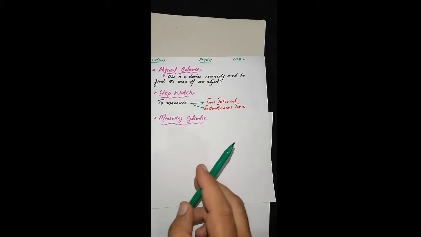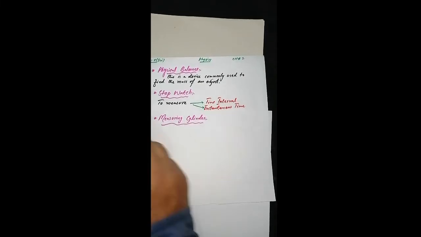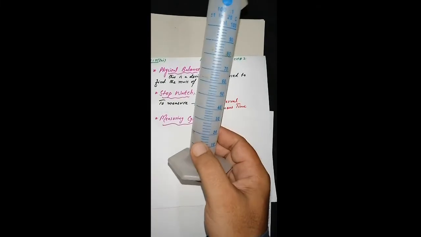So, our next instrument is the measuring cylinder. So this is called a measuring cylinder.